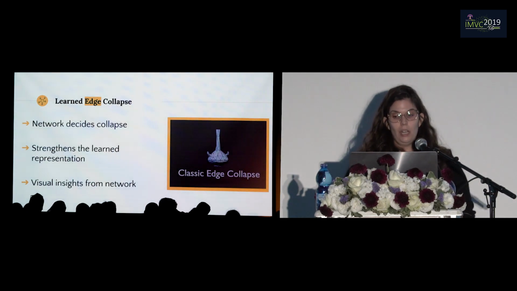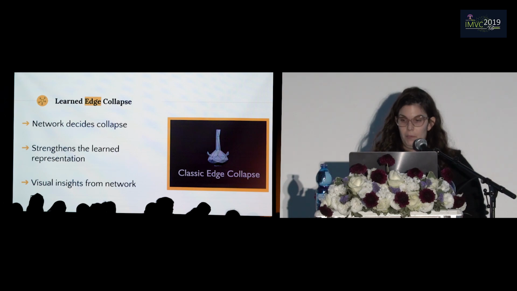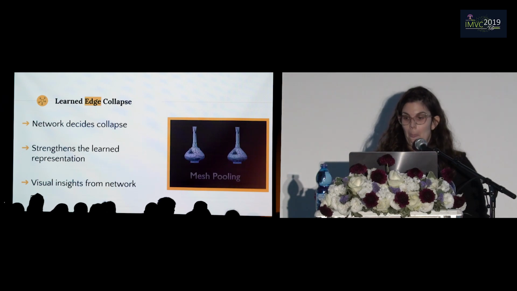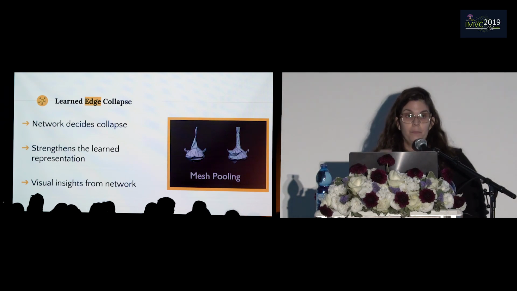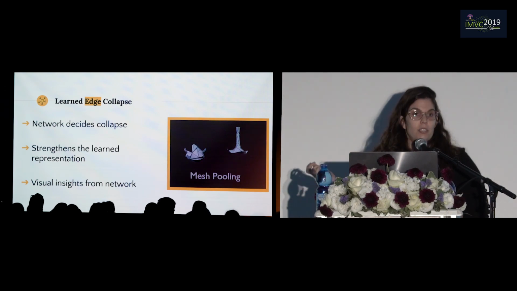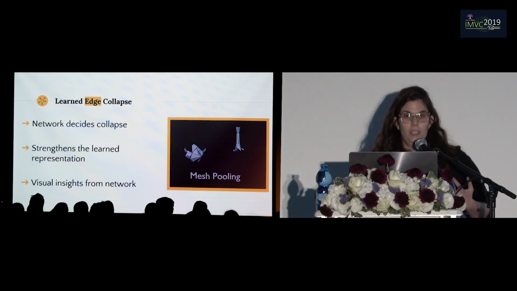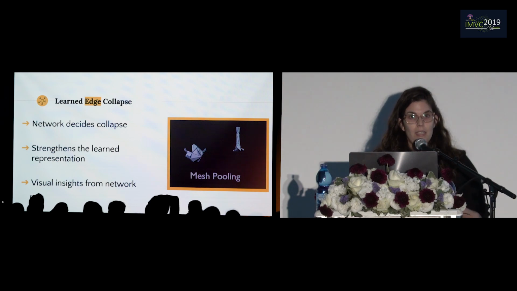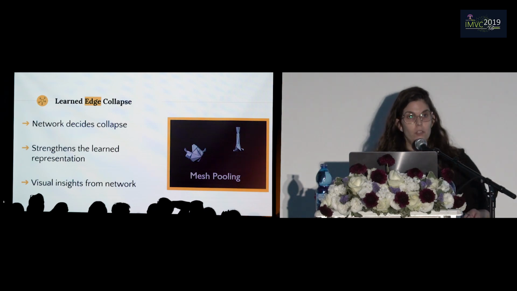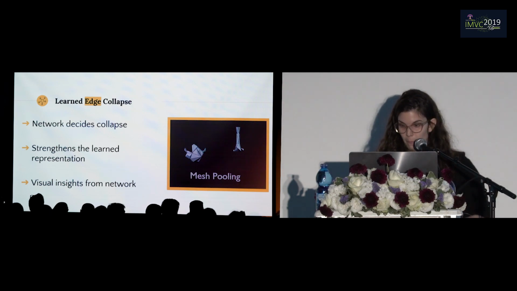The classic edge collapse preserves the original shape by removing edges with a minimal geometric distortion. But mesh pooling learns which edges to collapse. By deleting edges with the smallest feature activations, we learn which edges to collapse, which has 2 main advantages. The first is that we're able to strengthen the learned feature representation by eliminating redundant information.